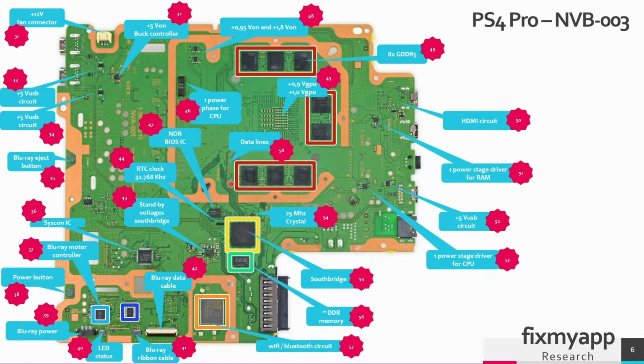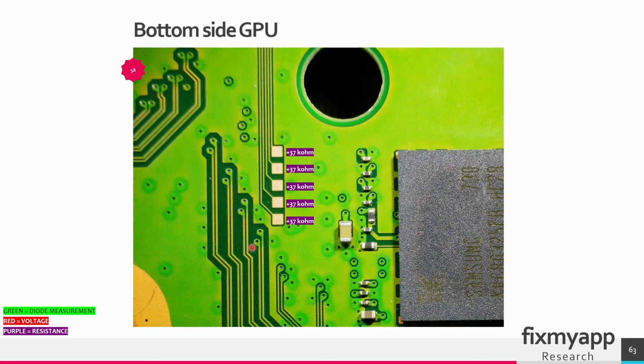So on the bottom side of the PCB board near the RAM modules you have some test points, some data lines. That is in region 58. These are the test points, and the purple values are the resistance values. So all the test points should be around 37 kilo ohms. What the purpose of these test pads are, I don't know.